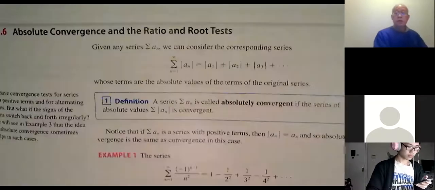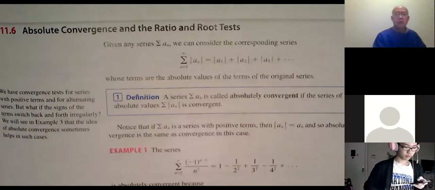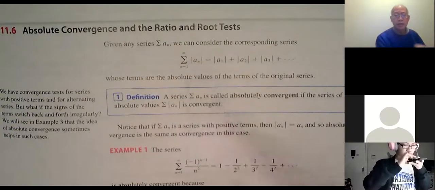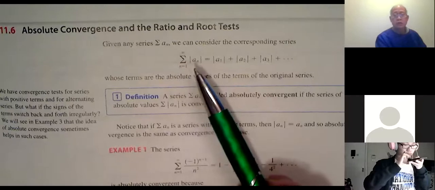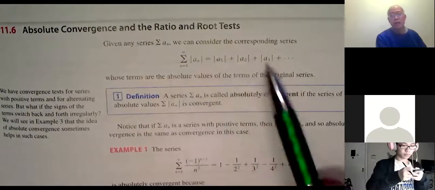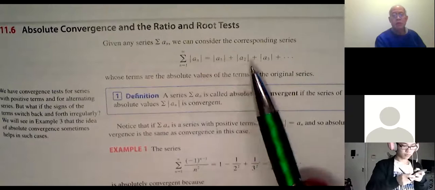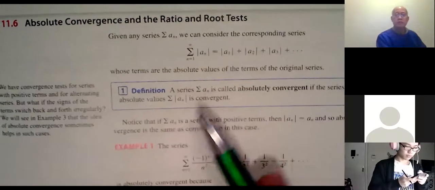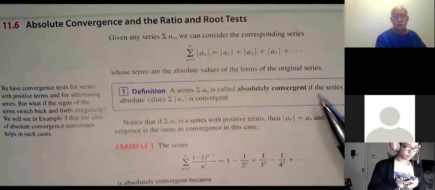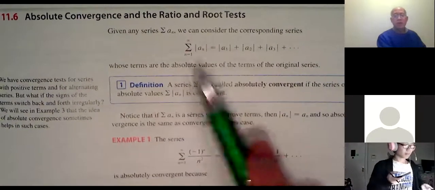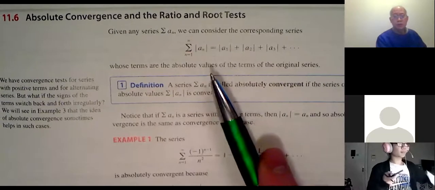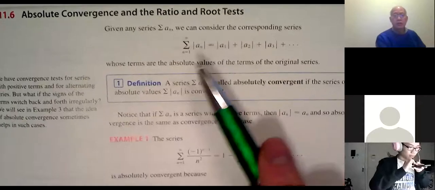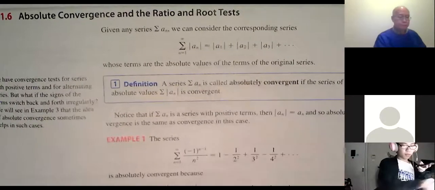All right, so given any series, we can make up a corresponding series, summation of absolute value of a sub n, which really means if your series has positives and negatives, just make them all positive. Absolute value of a1 plus absolute value of a2 plus absolute value of a3 and so on. The terms are the absolute values of the terms of the original series. Whereas before you might have positives and negatives, now just make them all positive. Of course, if your series already only had positive terms, then it doesn't matter whether you have absolute value or not. It's the same thing.